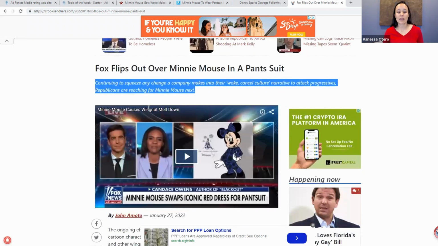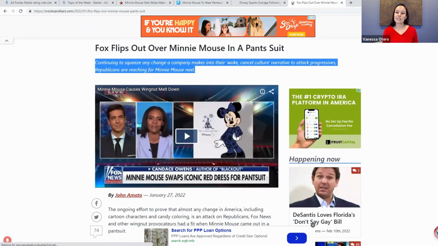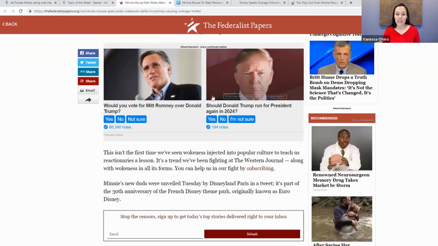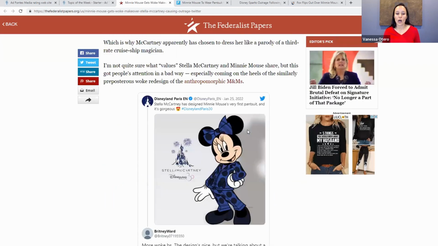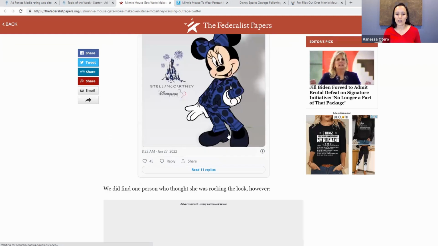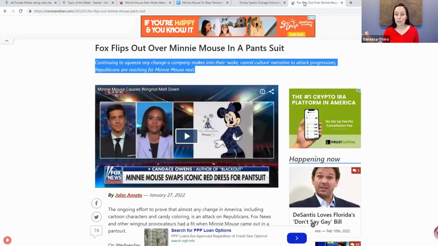Republicans are reaching for Minnie Mouse next. So notice what this is referencing again. This is the same clip, Candace Owens on Jesse Waters' Fox News show, right? In the articles that we clicked through, like the right-leaning one on the Federalist Papers, they also talk about Candace Owens on this Fox show. They also talk about people on Twitter and what they say, right? But, you know, this one appearance makes a lot of rounds.